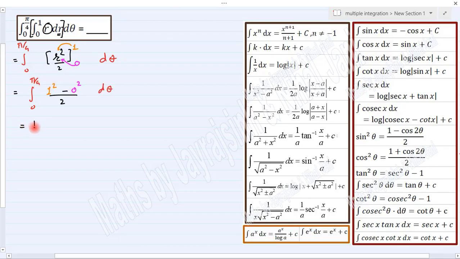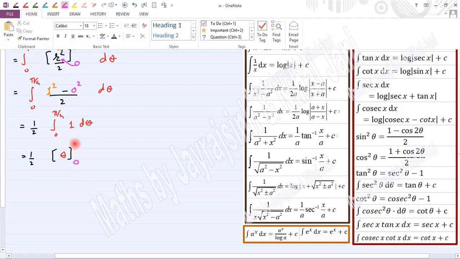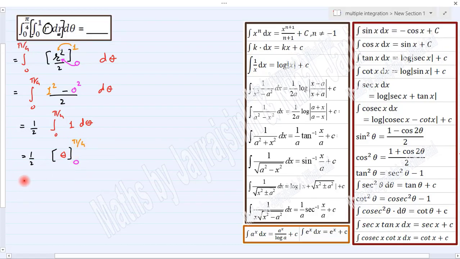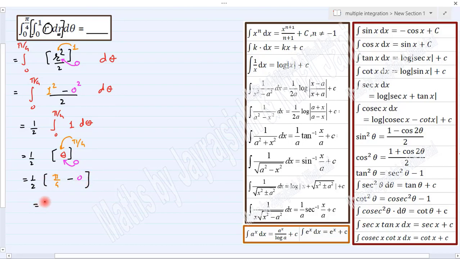Now this 1 by 2 is constant, take it outside. We just have to integrate 1 with respect to theta, which is theta, and your limits are 0 to pi by 4. So 1 by 2 will be as it is. Substitute the upper limit, you will get pi by 4, minus from the lower limit we will get 0. So your final answer is pi by 8. Ta-da!